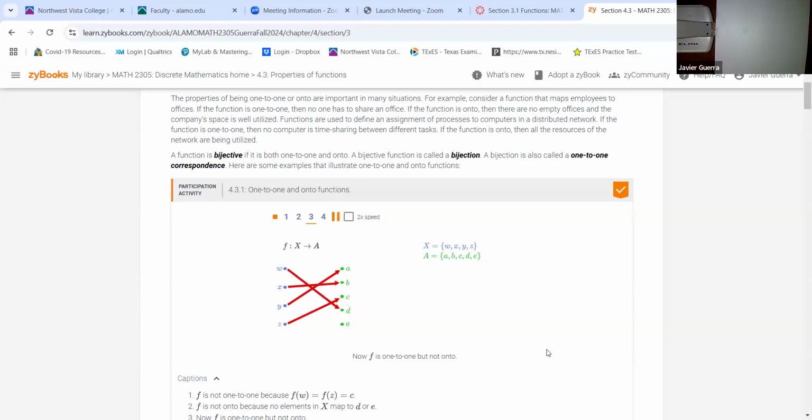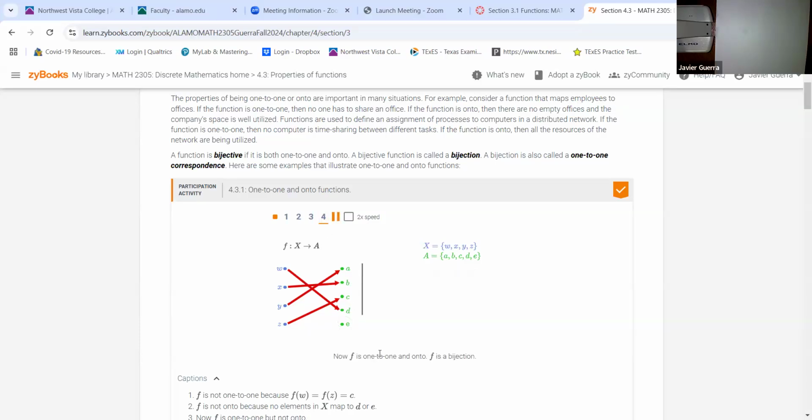Now, if we were to move the W and map it to D, now it is considered one-to-one, because W goes to D, X goes to B, Y goes to A, Z goes to C. So all of my domain values get mapped to a different value in the target. So that's considered one-to-one. However, it is not onto because the E did not get mapped. Okay, so that's the difference.